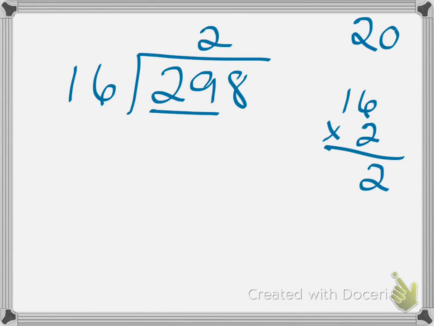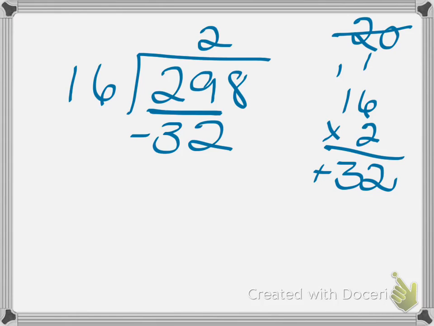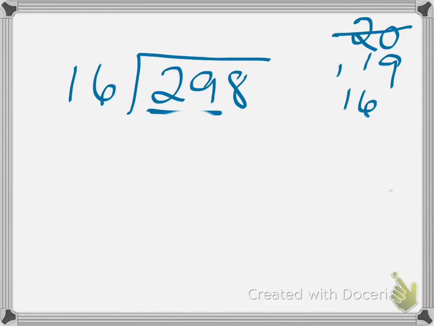2 times 6 is 12. 2 times 1 is 2, plus 1 more is 3. 32. 32 is not going to go underneath 29. I can't subtract 32. So it must not be 20. It must be a little bit less than that. I wonder if it's 19. Let's try that. Let me erase here and see if 19 works a little bit better.